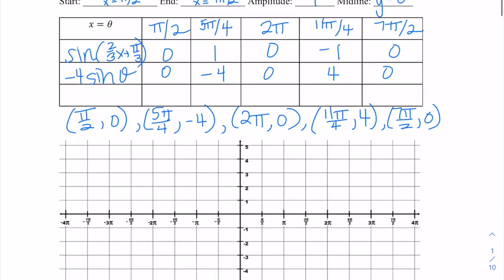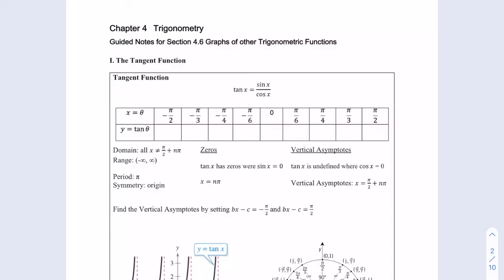All right, so when we graph that, we'll start with pi over 2 here, so that's 0. And then 5 pi over 4 would be about here, halfway between here. So this would be -4. Then at 2 pi, it's back to 0. And then at 11 pi over 4, it should be about here. It's up to 4 and then back to 0. So we can see one period completed there. Now let's consider the tangent function.